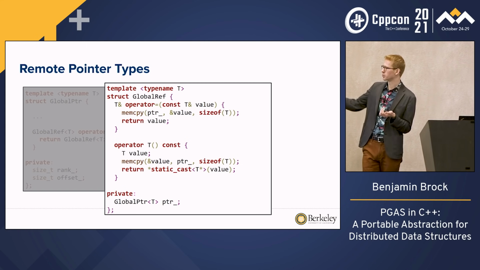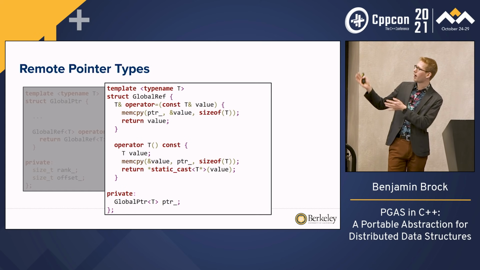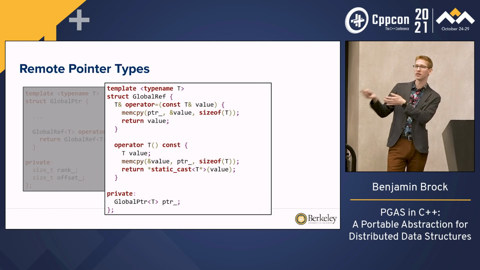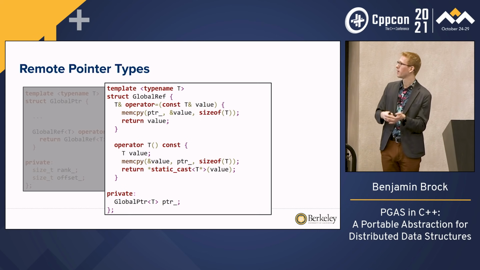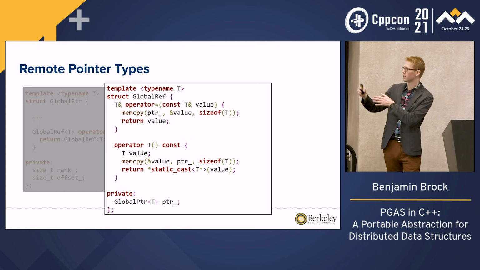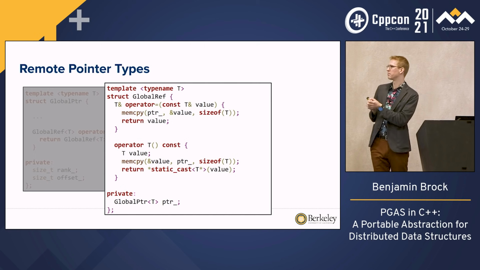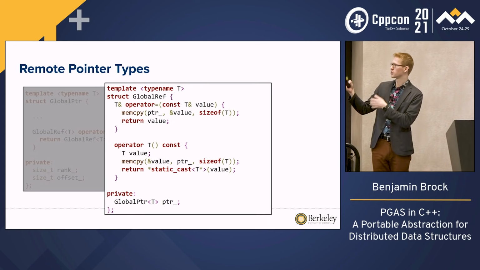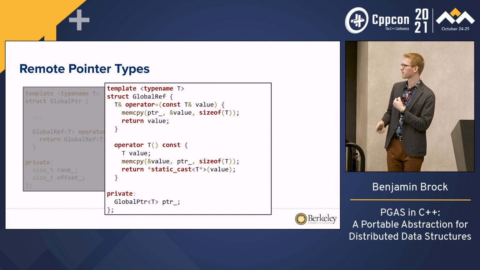And we can implement a global reference, which does the things that we would expect from a C++ reference type. So we can say, I would like to assign to this reference, meaning I would like to assign a value to this memory location. That's going to result in something like a memcopy, assuming that we have trivially copyable types, of course. And we can perform an implicit conversion, right, to read from the value.